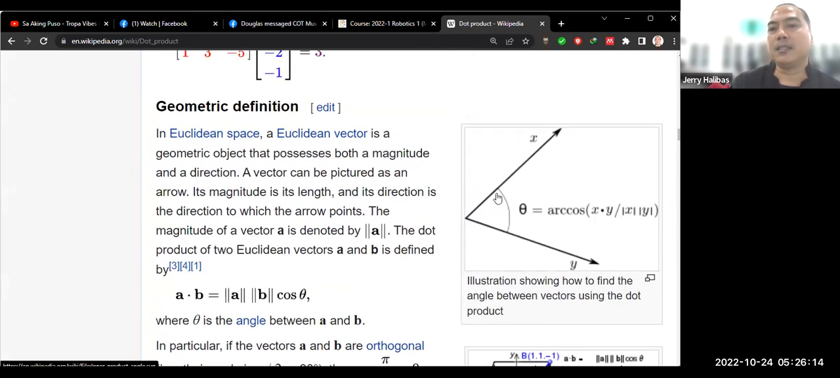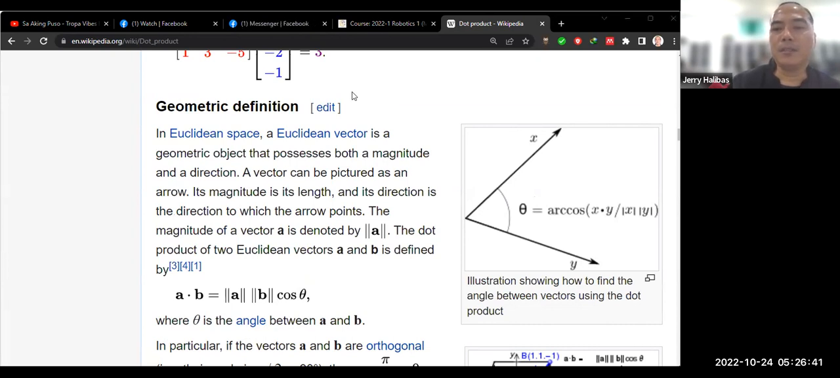So let us say x and y, so their two vectors, their angle is what you put in the cosine theta. You're going to determine the cosine theta. So here, theta is the angle between A and B. Okay, so it's cosine.